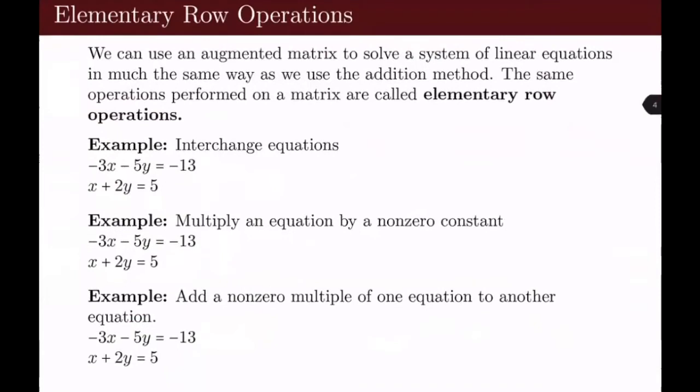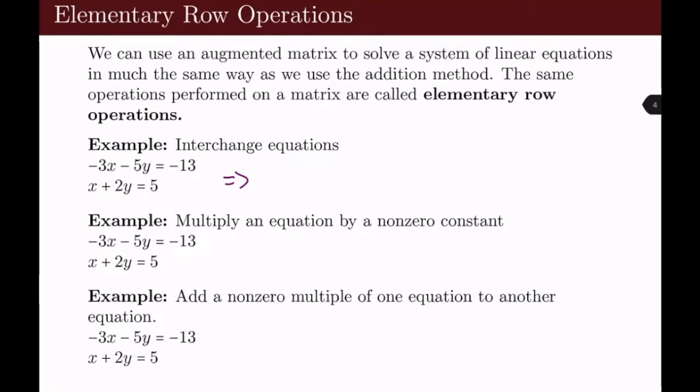Okay, next we're going to talk about row operations. Generally we're going to use an augmented matrix to solve a system of linear equations in the same way that we use the addition method from chapter 5. The same operations performed on a matrix are called elementary row operations. The first example of an elementary row operation is to interchange equations. All that's going to mean is we're just going to swap the way that they're written.